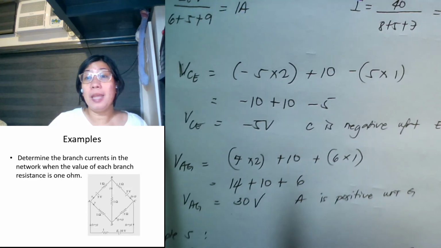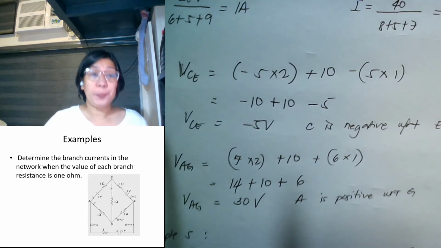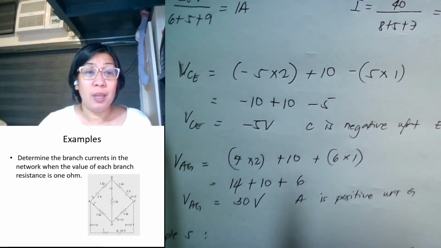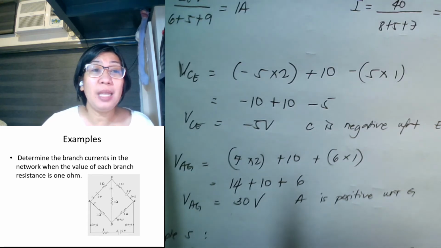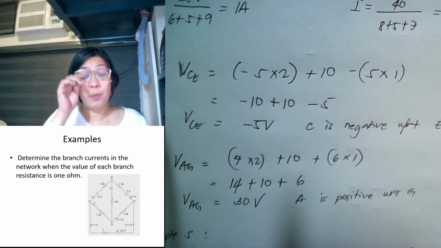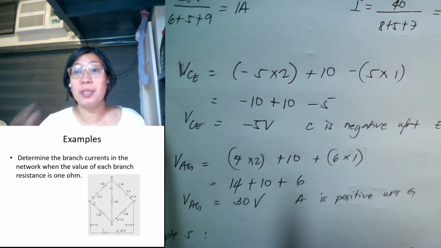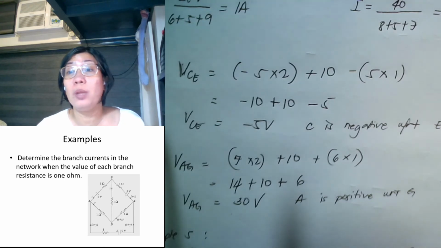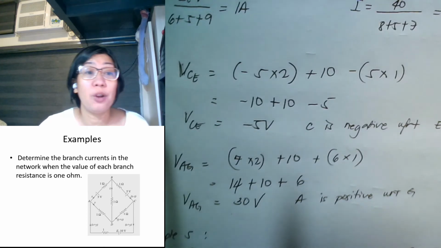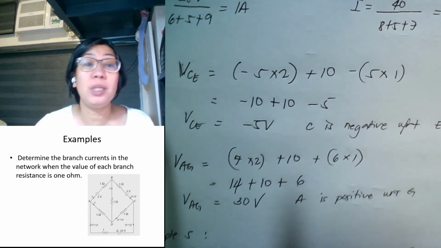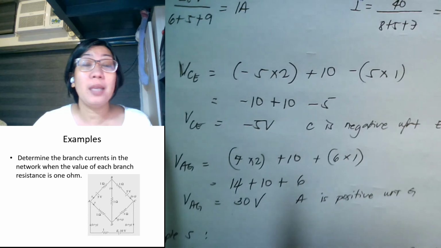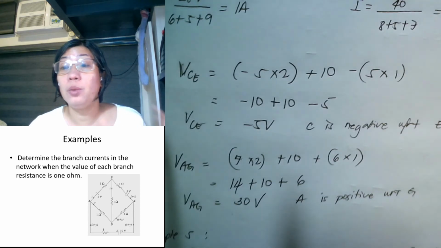Okay? And then, we have here another problem. We have 3 unknowns. Okay, so we need to determine the branch currents in the network when the value of each branch resistance is 1 ohm. So all of the resistances here are 1 ohm. And then we have 3 unknown currents. So what are those 3 unknown currents? We don't know X, we don't know Y, and we don't know Z.